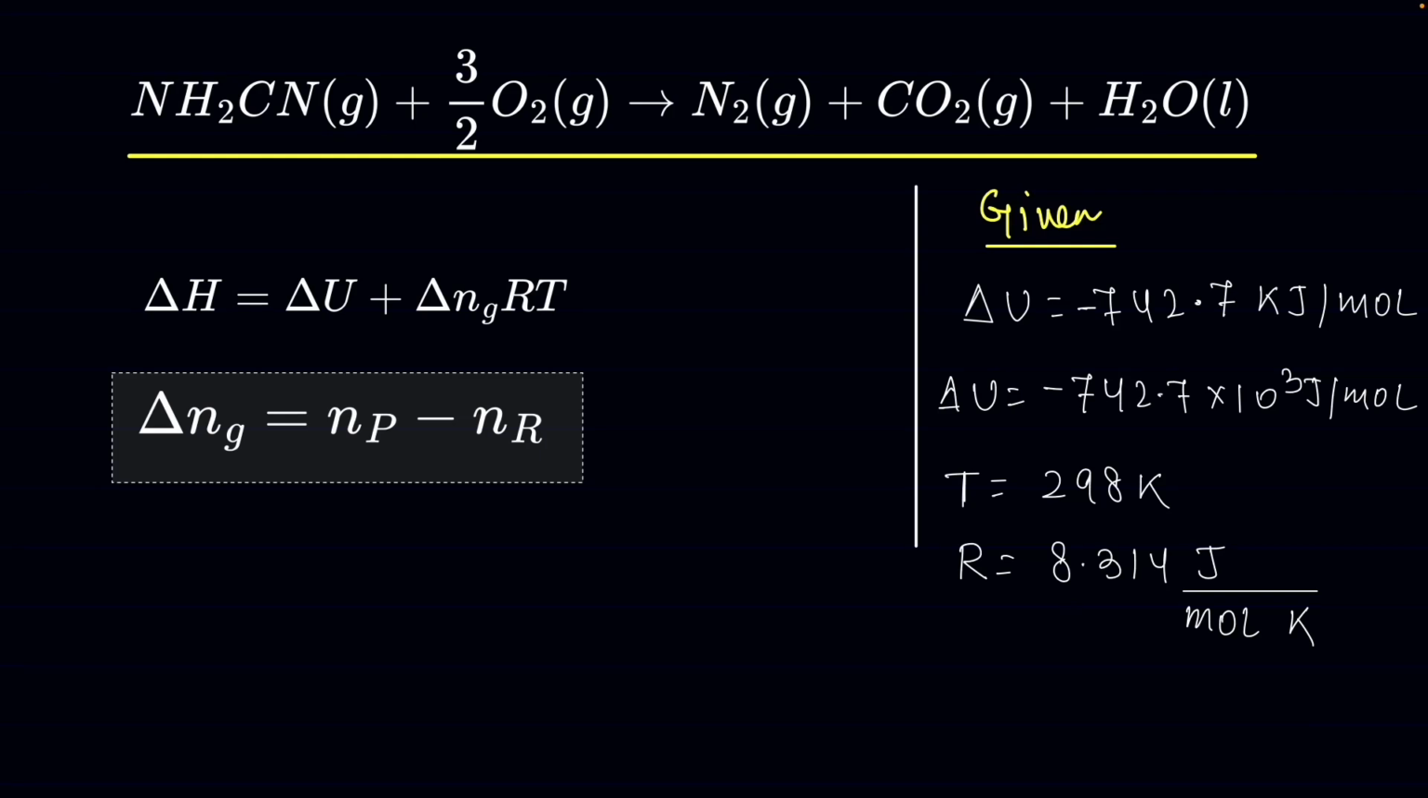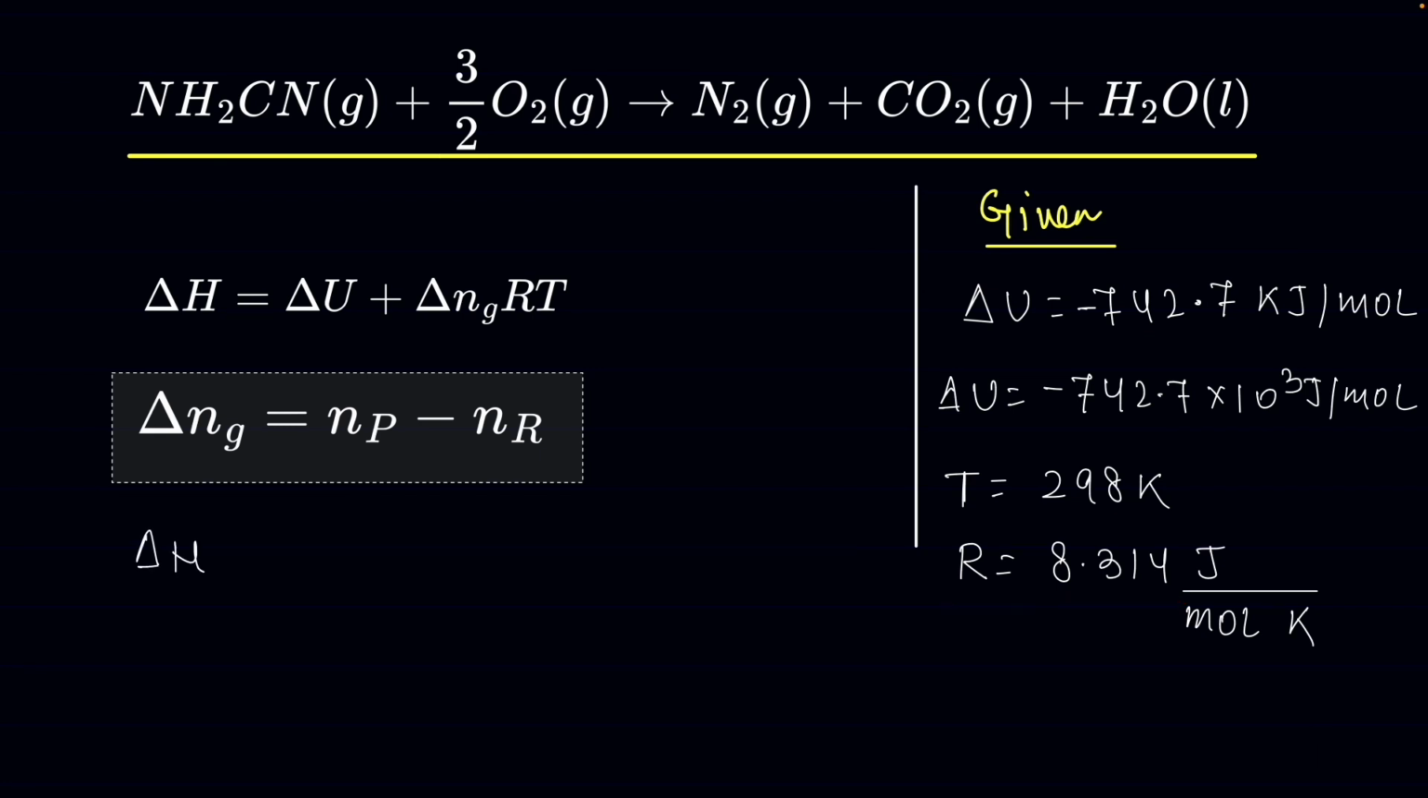In the question, the reaction is given. This is the reaction, and we have to find delta H, that's the change in enthalpy. It is already given that the change in internal energy is equal to minus 742.7 kilojoule per mole. It can also be written as minus 742.7 into 10 to the power 3 joule per mole, because we have to convert kilojoule to joule. The temperature is 298 Kelvin. Gas constant value is 8.314 joule per mole Kelvin. So let's substitute these values in the given formula.